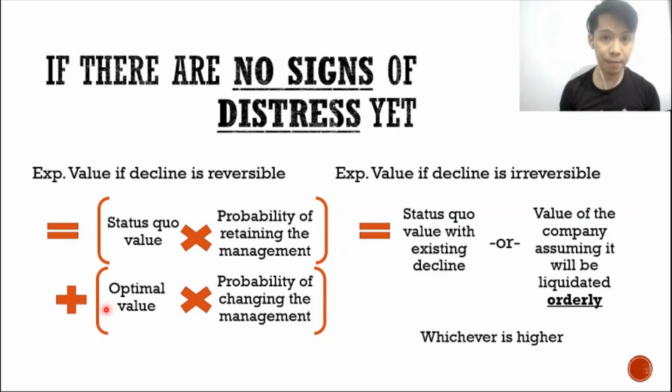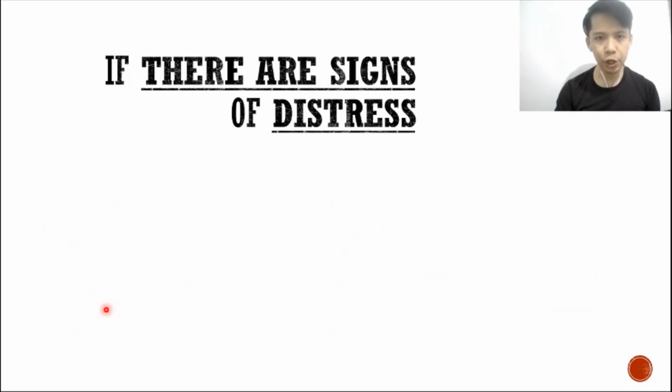The threat of bankruptcy is still years away from today. Now, what if there are signs of distress? How are we going to proceed with the valuation? If there are signs of distress, we can do the following calculation. An expected value approach again.